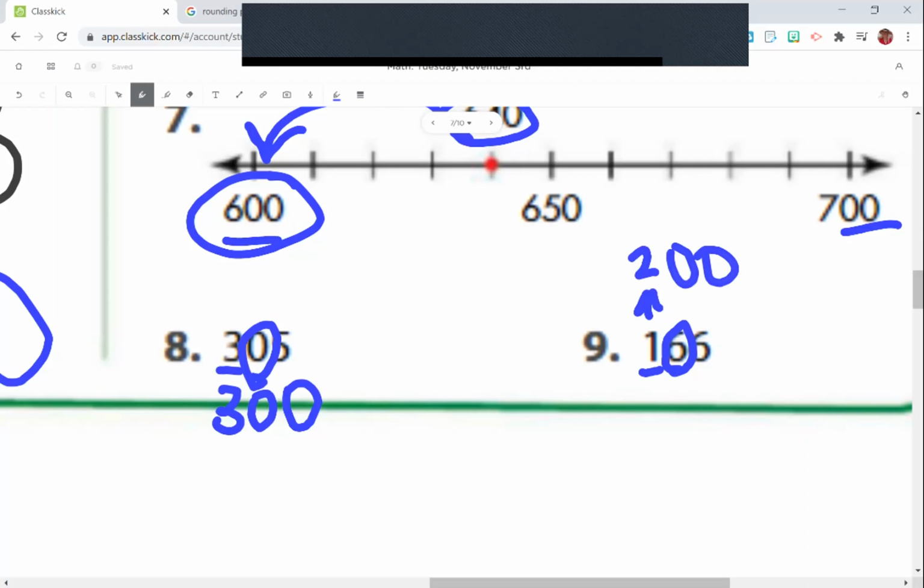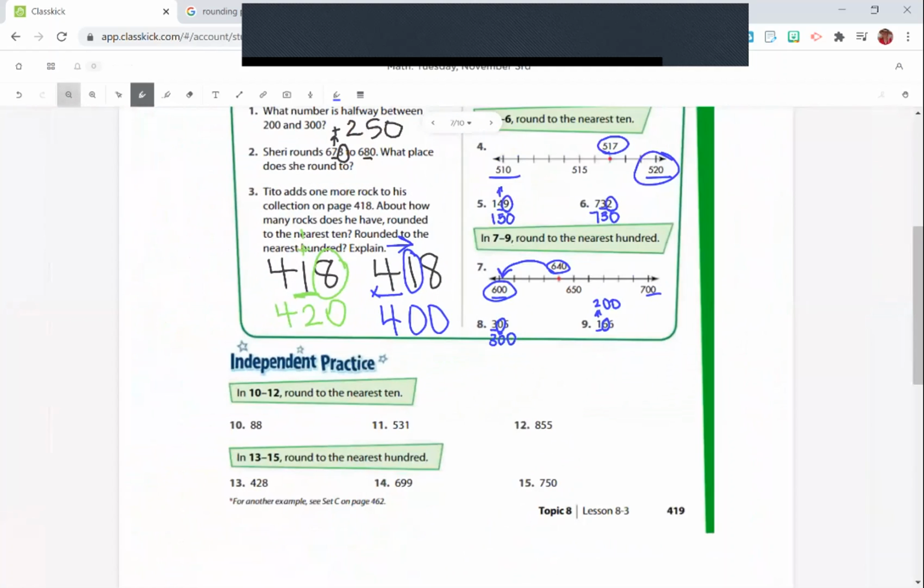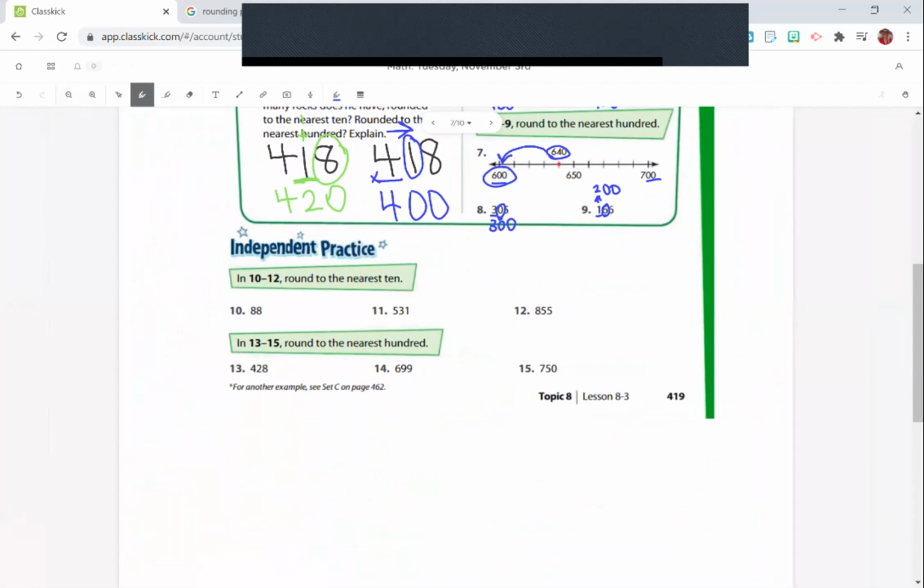Now you have the chance to practice these below. Make sure that everything I wrote out you have on yours as well, and you'll complete 10 through 15. The first 3, you're rounding to the nearest 10. In the second part, you're rounding to the nearest 100.